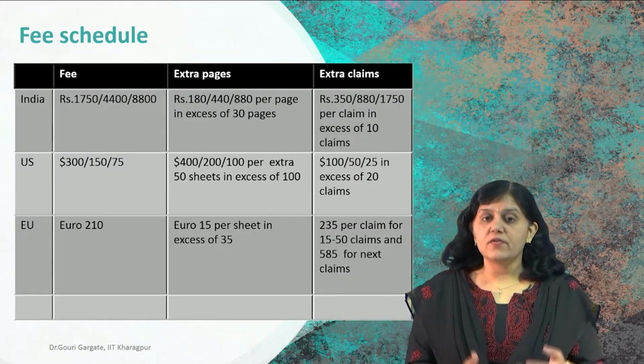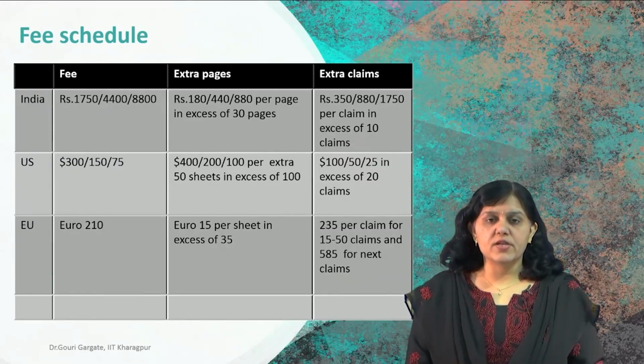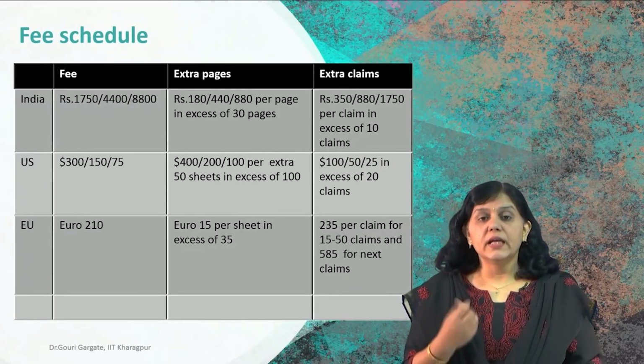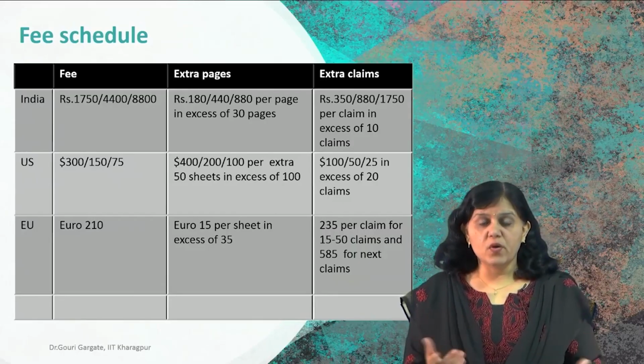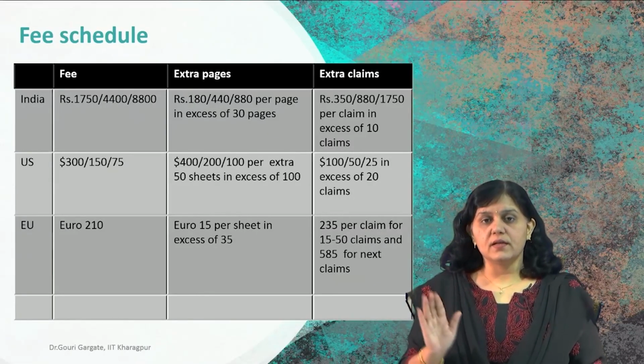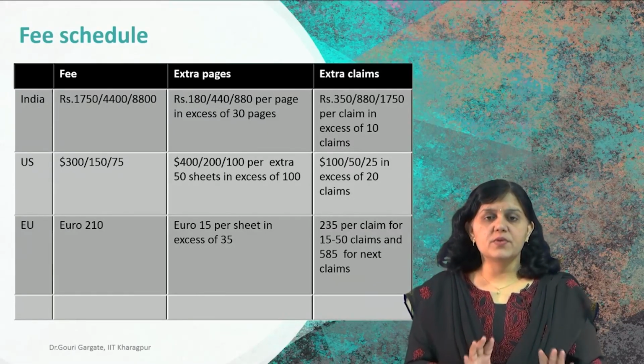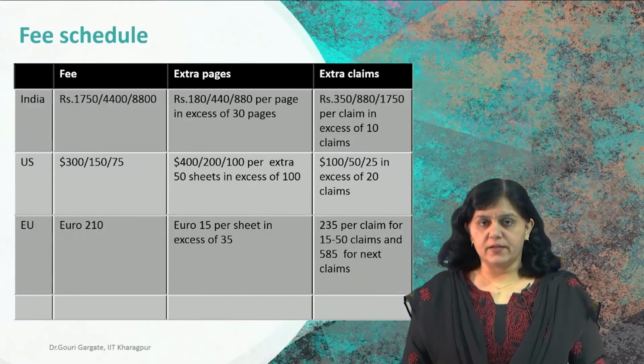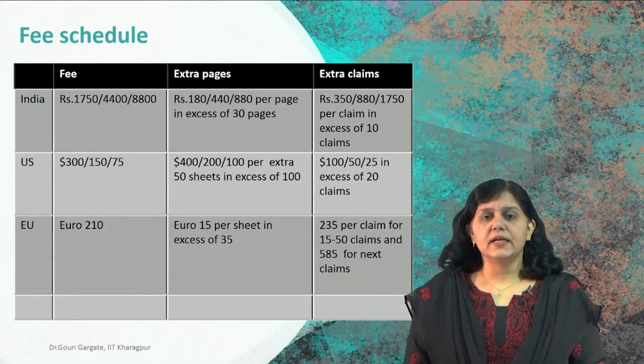But obviously, if that particular invention demands an increase in claims or in the number of pages, you can't compromise on them, right? You have to give the description and claim part very clearly. Okay. So, this is the case in India.